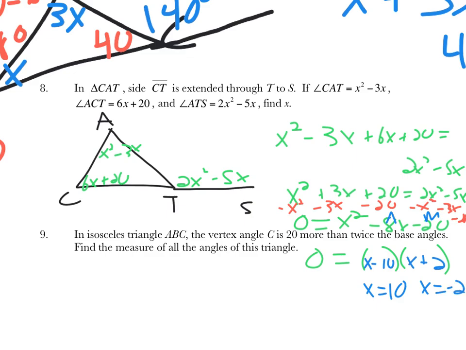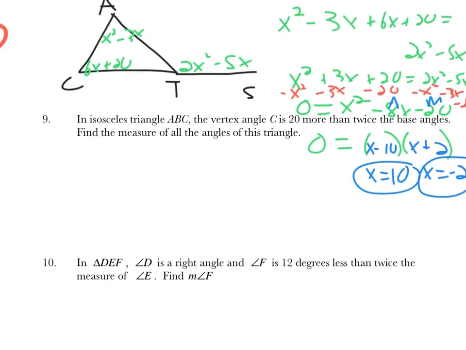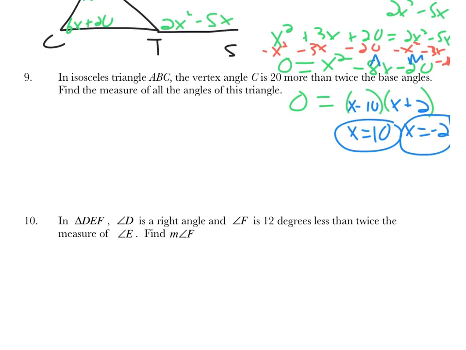Even though x is a negative 2, both of these answers are acceptable. If you go back in and plug them in, you do get positive answers for all of those angles. So both answers are okay. If you're a little rusty on the algebra there, don't worry too much about that. We'll get better and better with the algebra as it comes up.